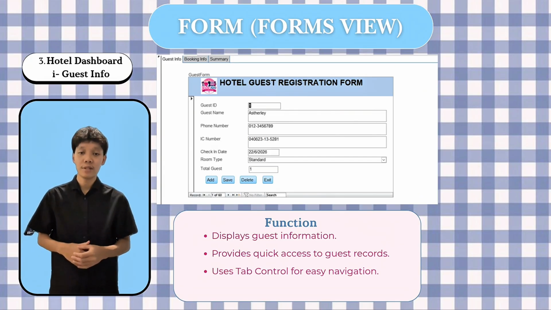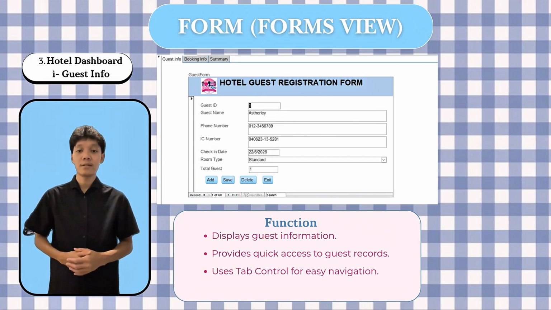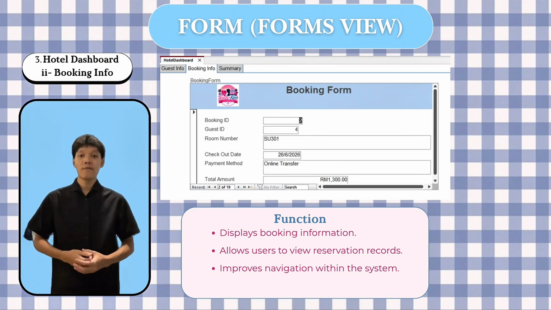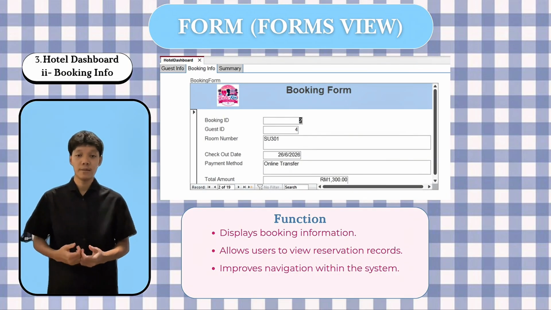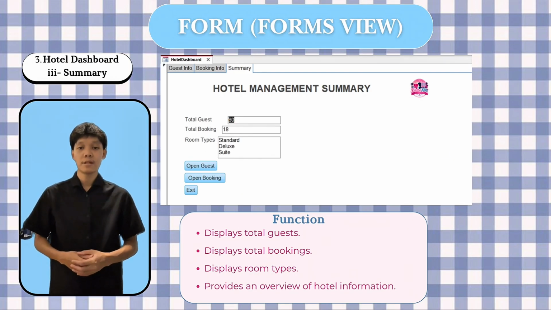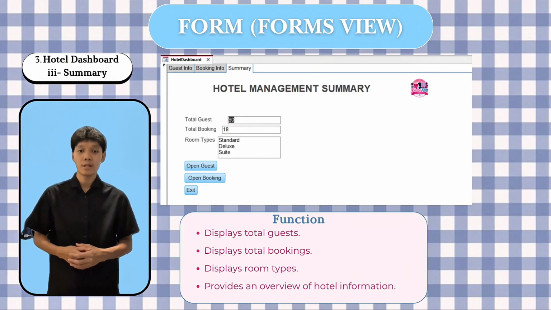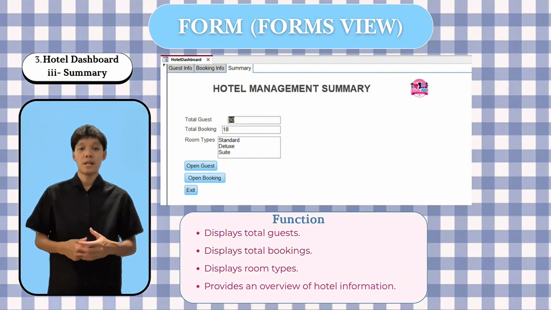This is the guest info section of the hotel dashboard. It displays guest information in one place, allowing users to view and manage guest records easily. This is the booking info section of the hotel dashboard. It displays booking details, making it easier for users to view and manage reservation information accurately. Lastly, this is the summary section of the hotel dashboard. It provides an overview of hotel information including the total number of guests, total bookings, and room types, allowing users to monitor hotel operations more efficiently.